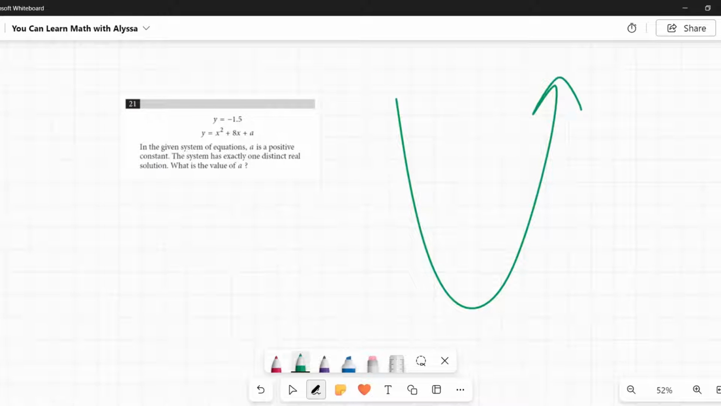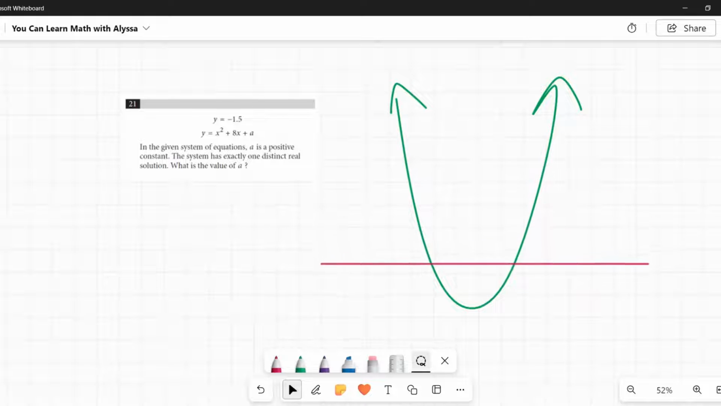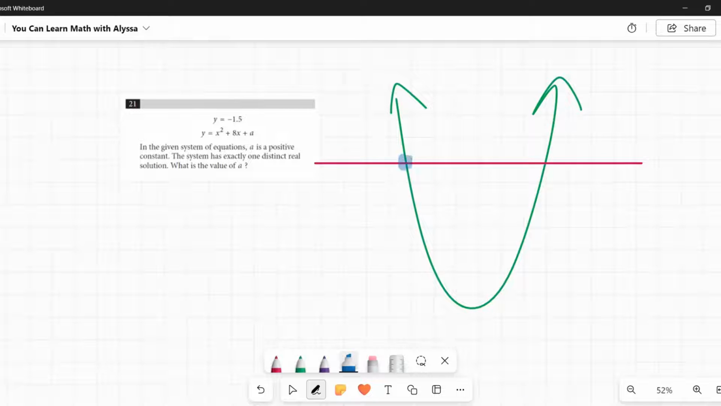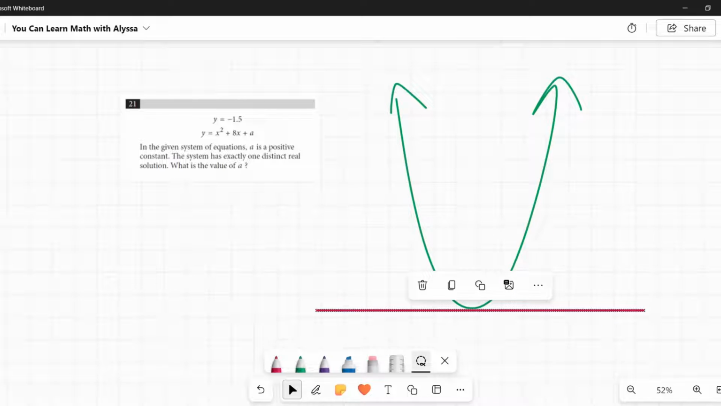Now, if I draw a parabola here and I have a straight line, if I start moving that straight line up and down, you see how there's going to be two solutions all around here, every single one of these points. As I go up and down, there's two solutions. So where would it only be one solution? That would be right there, just where it touches the vertex. So we need to find that vertex.